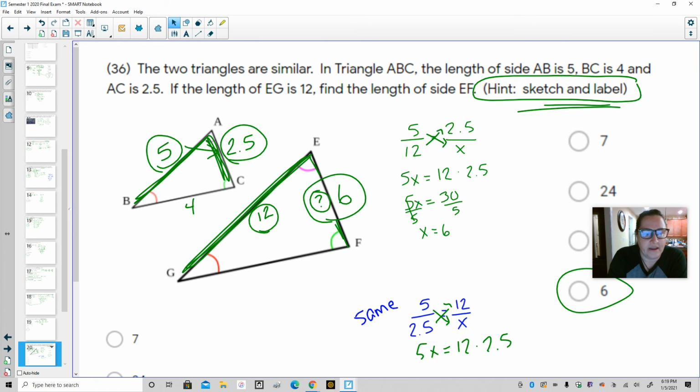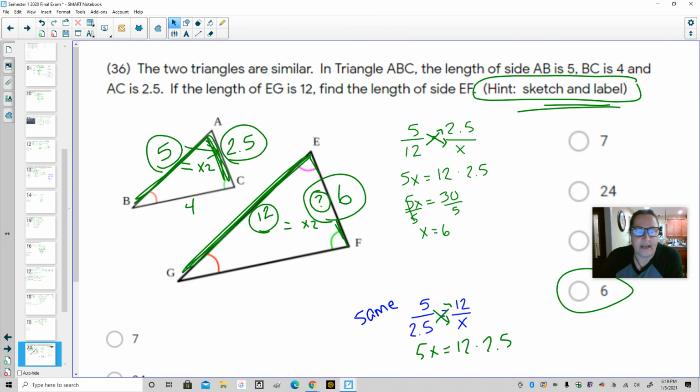You could have realized that 5 is twice 2.5, right? 2.5 times 2 equals 5. So what times 2 would equal 12? That's 6. You could have also set it up as proportions, as I've done here. 5 is to 12, long side is to long side, as the short side is to the short side. 2.5 is to x, cross multiply, you get x equals 6.